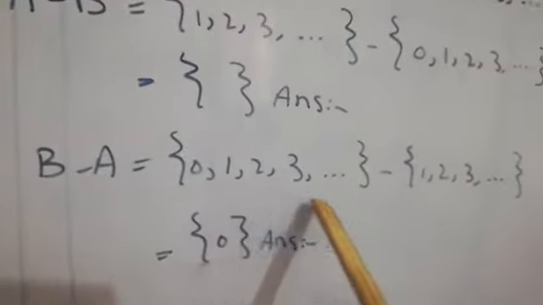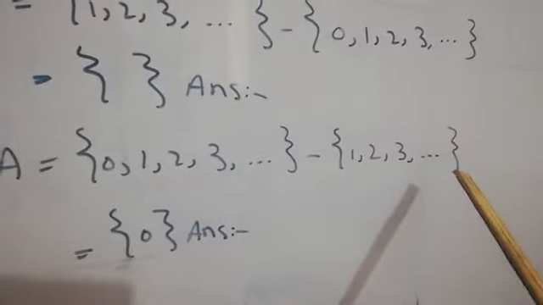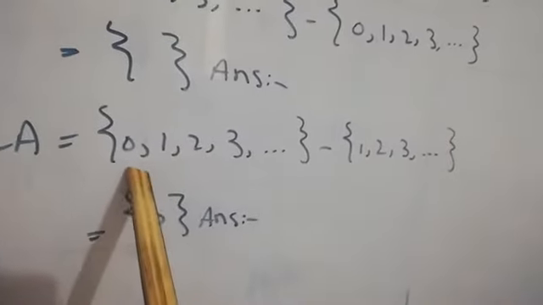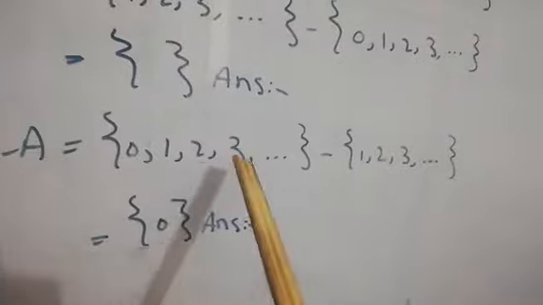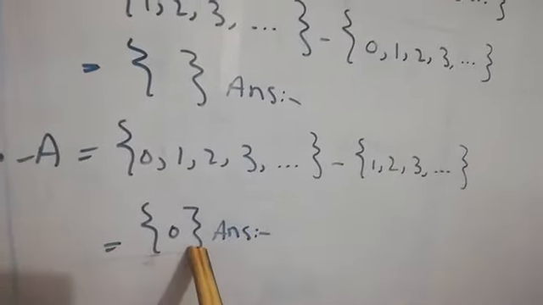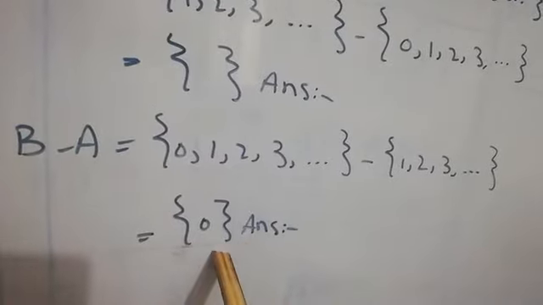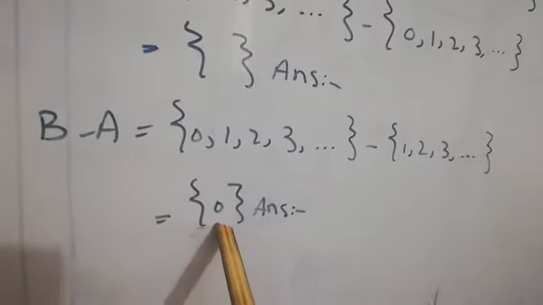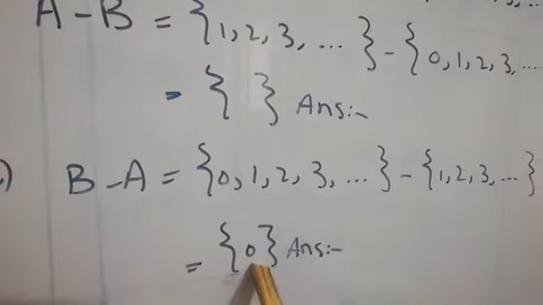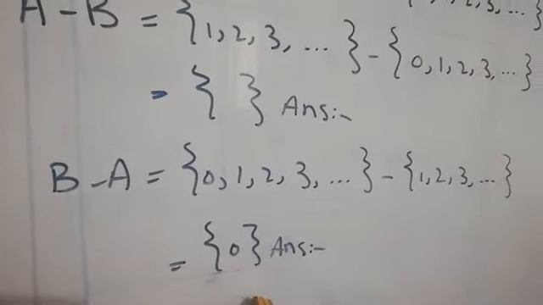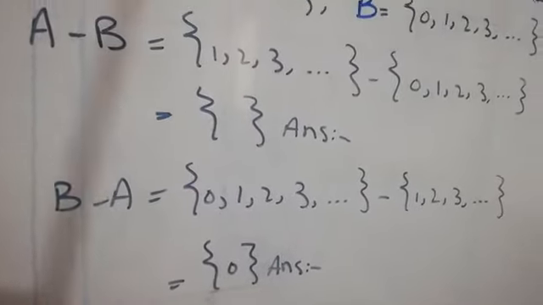Now the second part is B difference A. B is 0, 1, 2, 3 up to so on, and A is 1, 2, 3, 4 up to so on. So 0 is a single element which is present in B but not in A. So the answer is 0. And remember another definition: a set which has only a single element is known as a singleton set. Keep this in your mind. This is the end of exercise 5.1.